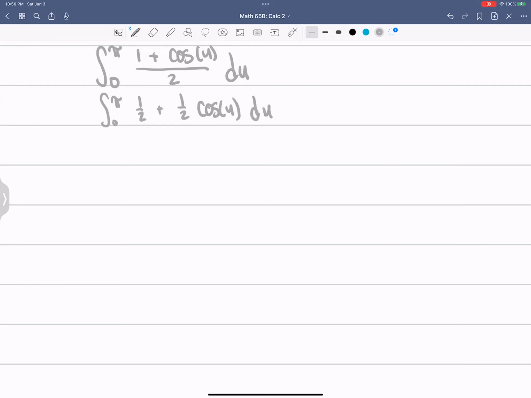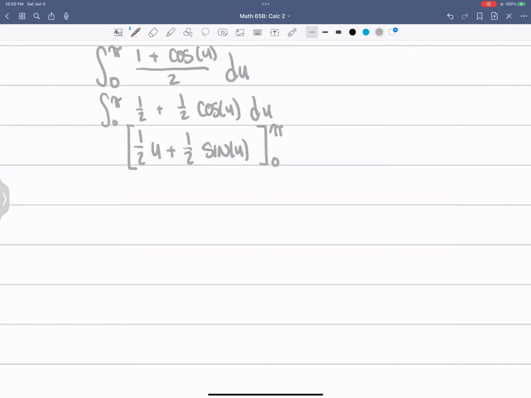And just integrate. The antiderivative of 1 over 2 is 1 over 2 u, plus 1 over 2 times the integral of cosine, which is sine u. The derivative of sine is positive cosine, so we just leave it like that. We don't have to multiply by a negative or anything. And we're integrating all of this from 0 to pi.